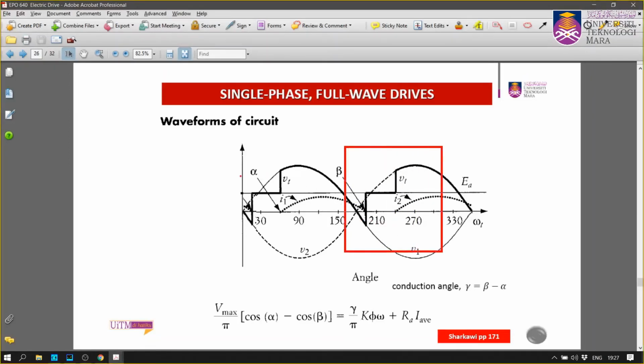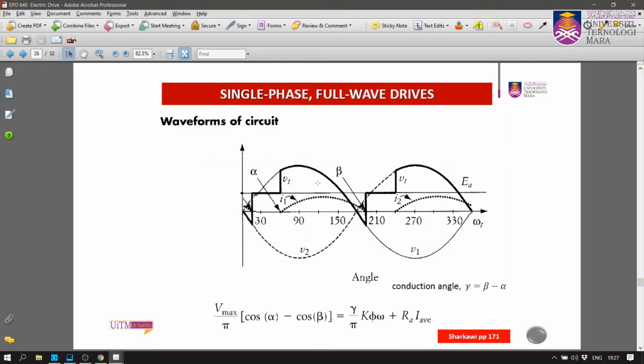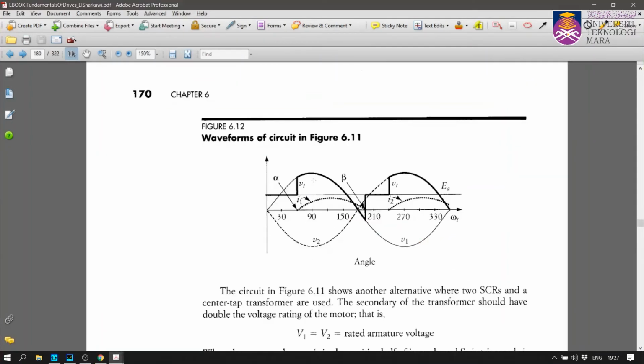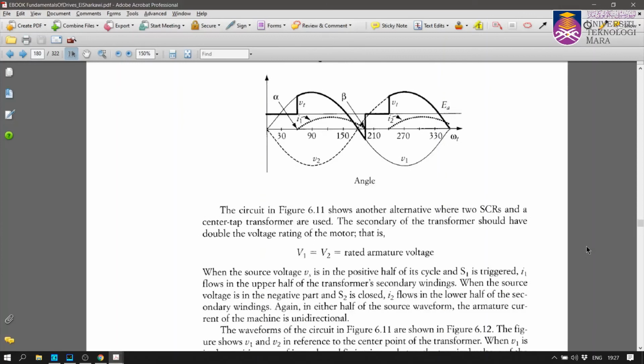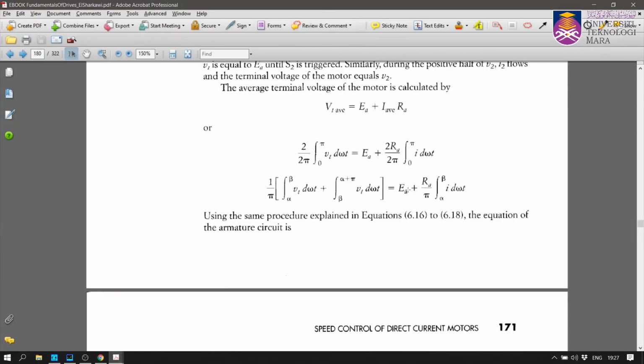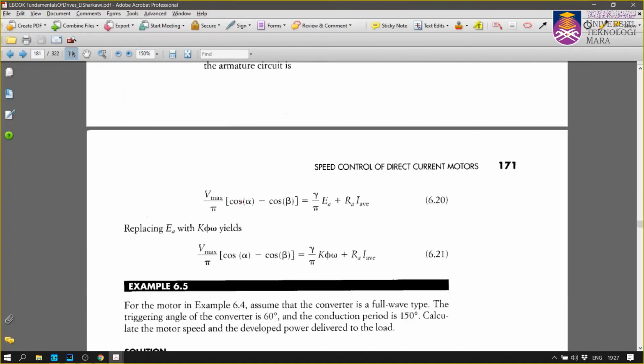Start with this waveform. Okay, so again, when you talk about the average voltage, you want to look into the area under the curve. If you go through the derivation, finally you find that the output voltage VT equals Vmax over pi times (cos alpha minus cos beta). And from the DC drive equation, you have E plus RA times I average here.